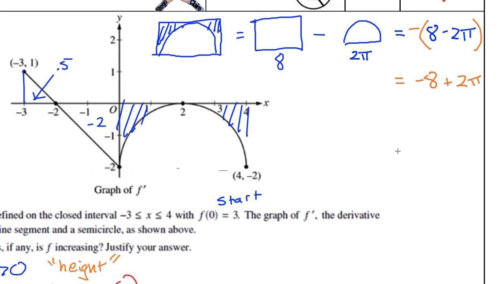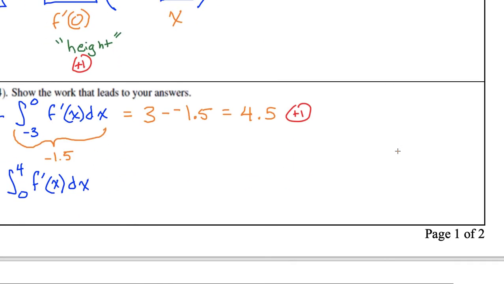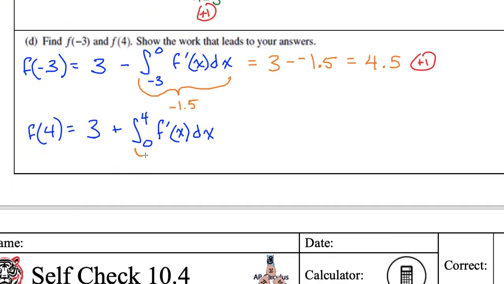Okay. So -8 plus 2 pi, come down here. I'm going to say that that area right there is -8 plus 2 pi. And I just need to add everything now. So what do we do here? 3 and -8 gives us -5, and then plus 2 pi. And there's our answer. So another point if you got that.